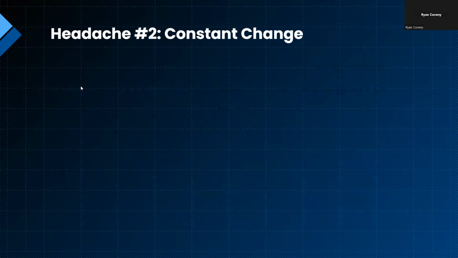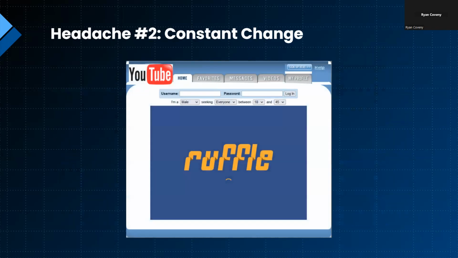So complexity is bad enough, but the thing that makes it even worse, this just multiplies the difficulty of this all, is that software changes constantly. So what you're seeing right here is YouTube from way back in 2005. I'm pretty sure all of us here, we were either like toddlers, maybe even a few newborns.